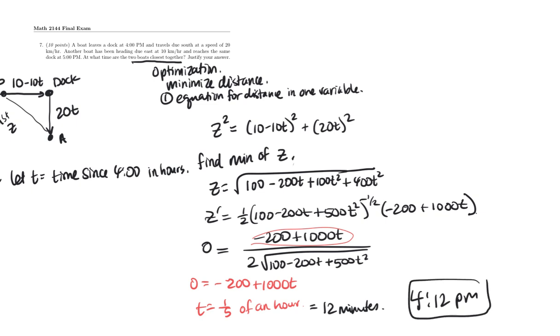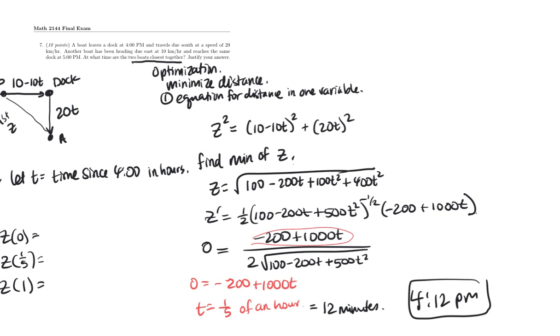The thing I didn't check, though, is that I found that's a critical point, but I didn't check that it's actually a minimum. I only have one critical point, so I can check my critical points and my endpoints. So I can say z at 0, z at 1/5, and z at 1 hour, which is when boat B reaches the dock. If I plug all of those in for z, I can get values for each of those.